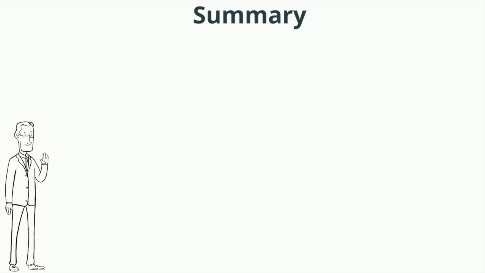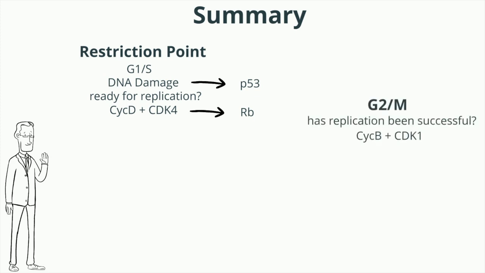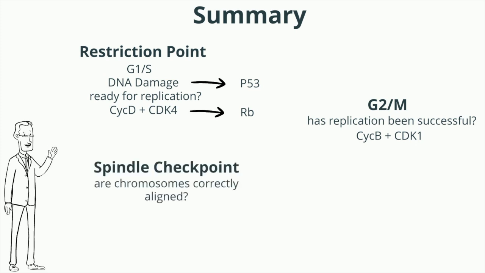Let's go over what we learned today. At the restriction point, which occurs between G1 and S phase, DNA damage is assessed and repaired. We also employ cyclin-dependent kinases and cyclins to phosphorylate target proteins. At the G2M checkpoint, we ensure that DNA replication has successfully occurred. At the spindle checkpoint, we ensure that chromosomes are correctly aligned along the metaphase plate before they enter the irreversible process of anaphase. Errors in any of these steps can result in uncontrolled cellular growth or cancers.